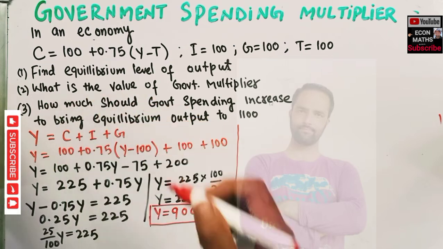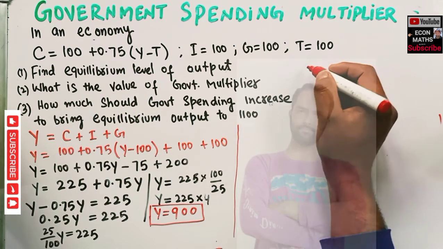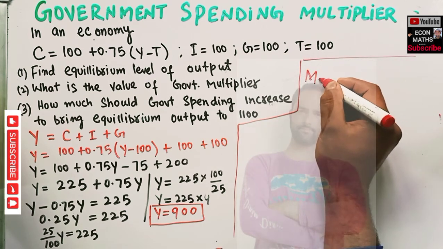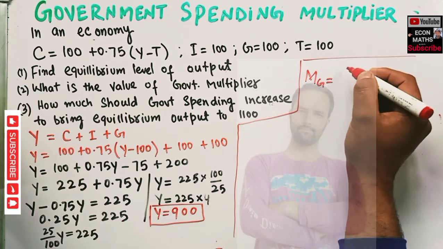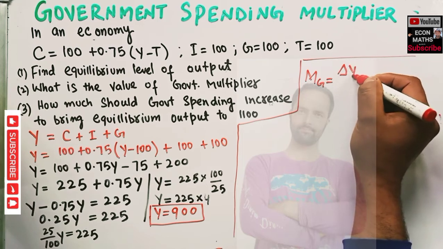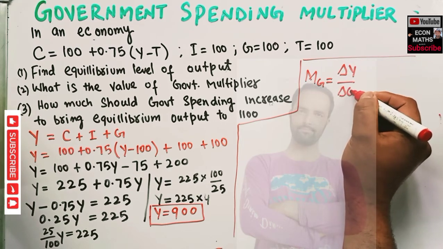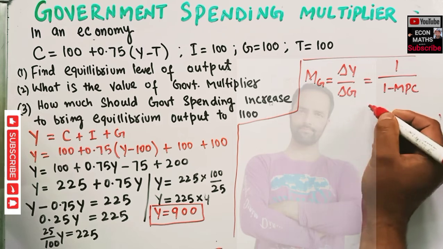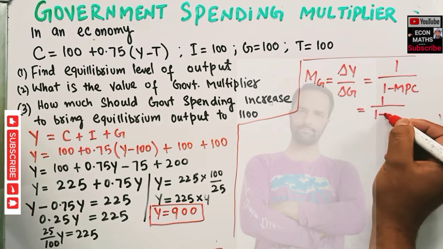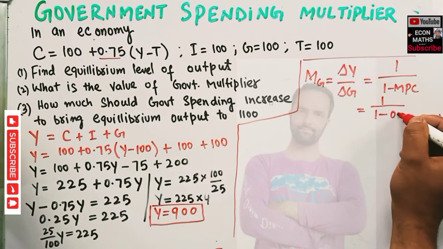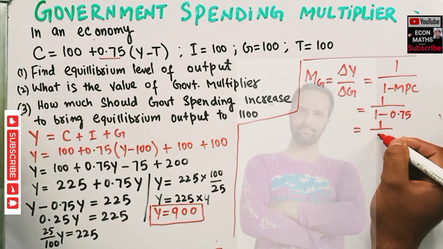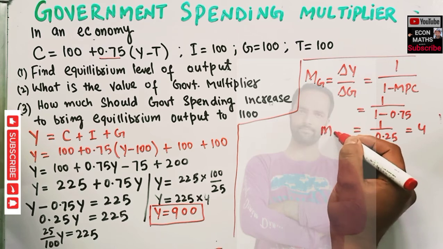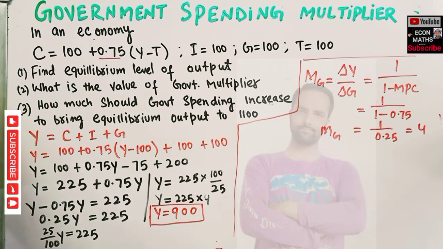Second part was, what is the value of government expenditure multiplier? The government expenditure multiplier, let me write it as m subscript g, is equal to change in income upon change in government expenditure, which is equal to 1 upon 1 minus MPC. Our MPC is 0.75, so this is 1 upon 0.25, which comes out to be 4. That means our government expenditure multiplier is 4.